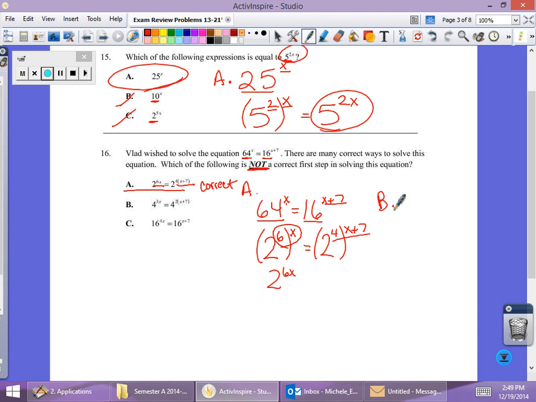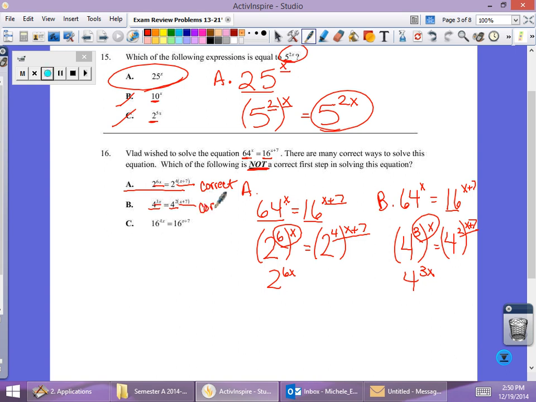All right, part B. Let's try this one. This one we want to write everything in bases of 4. So 64 to the x equals 16 to the x plus 7. 64 can be rewritten as a base of 4. It would be 4 to the 3rd power. And 16 can also be written as a base of 4. It would be 4 squared, and we still have the x plus 7. Well, this is what I have here. This would get multiplied and become 3x, which is again what I have there. So I also see that B is correct.